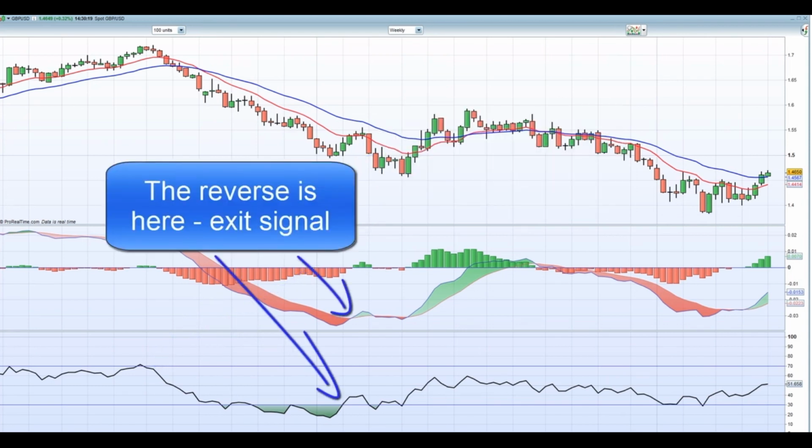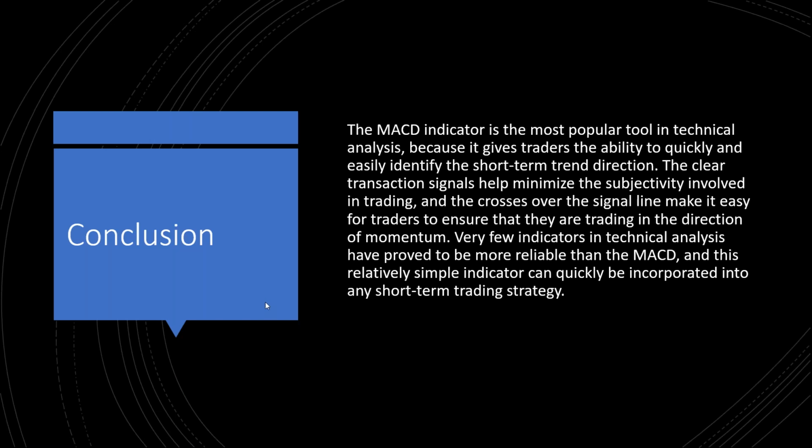You can also use the opposite signals to indicate when the momentum is coming out of the market and it's more likely to reverse and the market to retrace back up the opposite direction. So as you can see, the MACD indicator is the most popular tool in technical analysis because it gives traders the ability to quickly and easily identify the short-term trend direction.